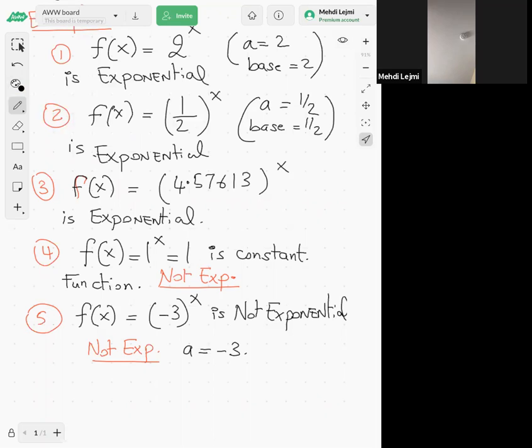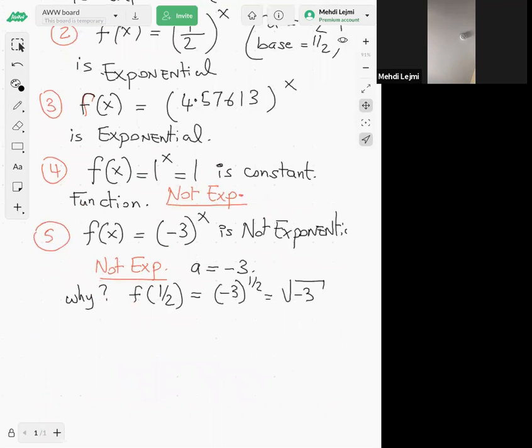And the problem with a negative a is that, for example, if you had f of half, then that would be negative 3 to the power half, which is the square root of negative 3, and we cannot have negative numbers under the square root, right? So f of half would be undefined. That's why we have to exclude negative a.